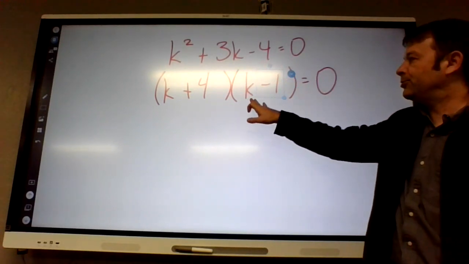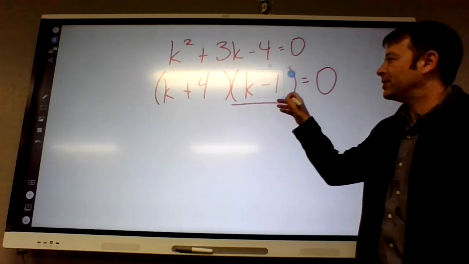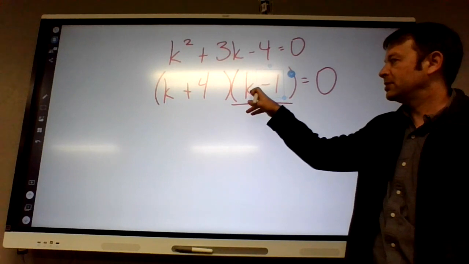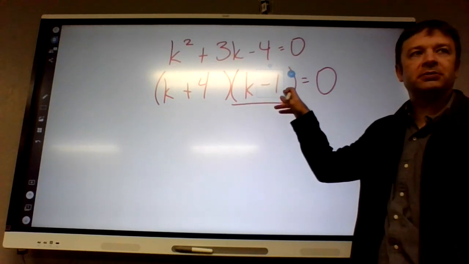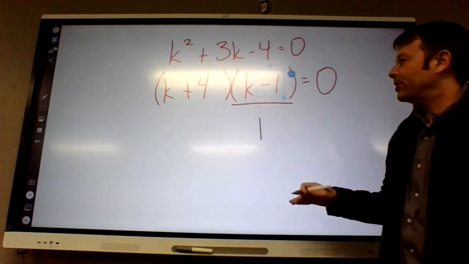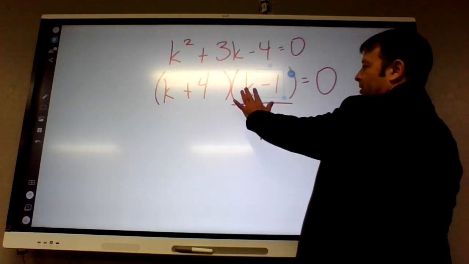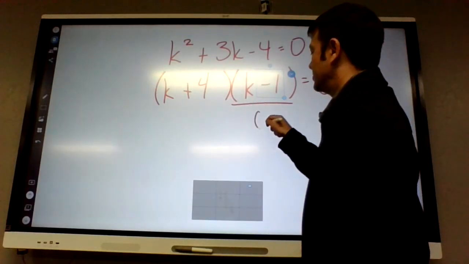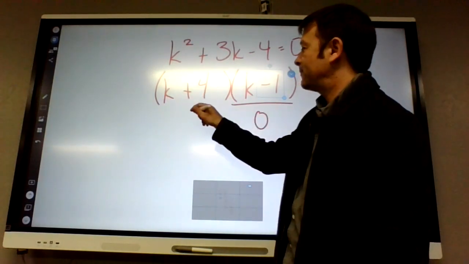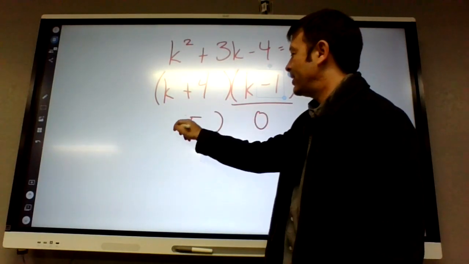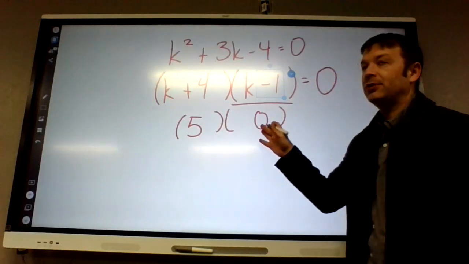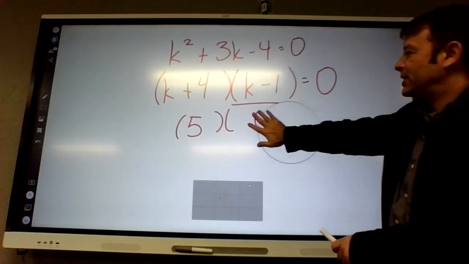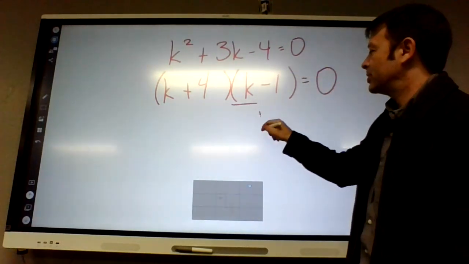What k value makes this factor into 0? Positive 1. Because 1 minus 1 is 0. If I plug in 1 for k, I get 1 minus 1 is 0. And over here I get 1 plus 4 is 5. It doesn't really matter what's over here because what's 5 times 0? 0. You see how it works? So k equals 1 is one of the solutions.